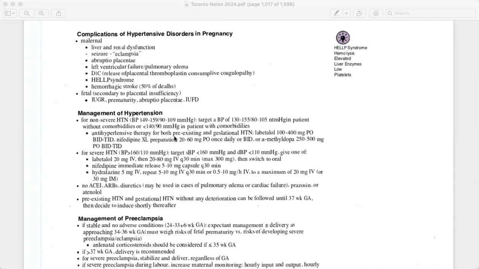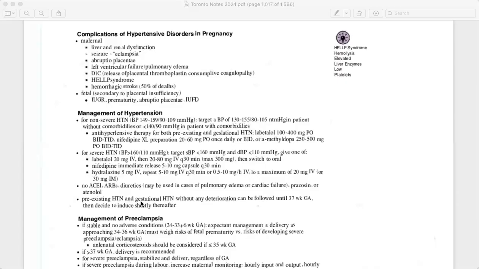Antihypertensive therapy for both pre-existing and gestational, you are going to start with the labetalol. Usually labetalol is safe in everyone. If there is a contraindication like having pulmonary edema, asthma, those people, then you go for nifedipine. And if there is a contraindication, then you can go for methyldopa. For severe HTN, we go with the labetalol, which is given IV. Nifedipine and hydralazine, same thing. No ACE inhibitors or diuretics should be used.